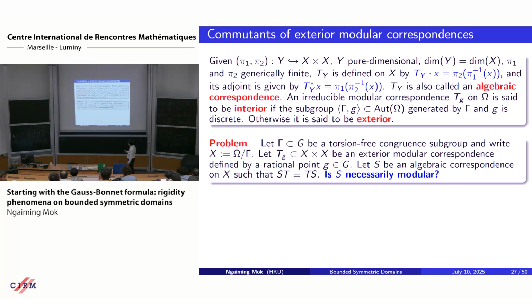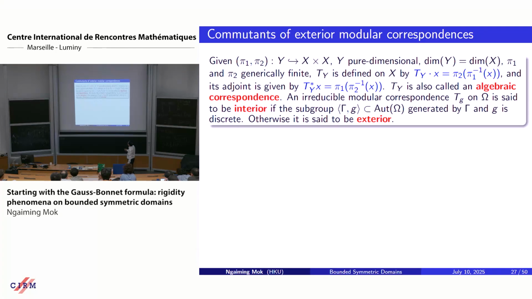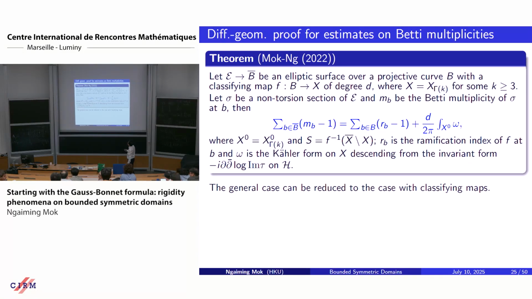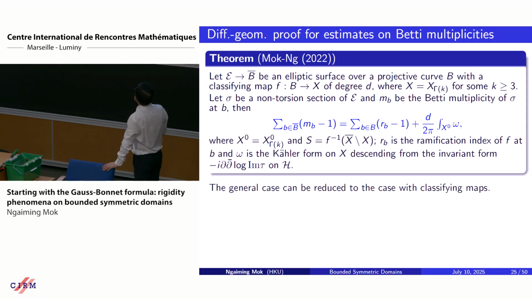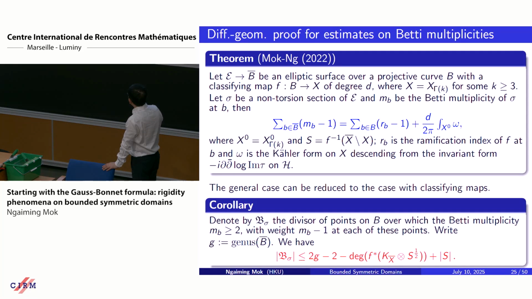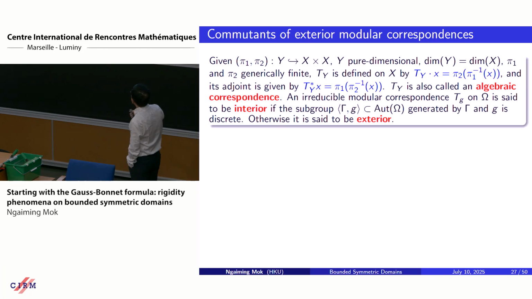Let's see, am I going, yeah. I should go back this way, sorry. So this was a theorem I proved with Ng. So the Betti multiplicity is actually the vanishing order of eta sigma. And then you can count the vanishing orders, and the sum of the vanishing orders actually gives you a formula. And this is a formula for the vanishing order. This work was published in 2023. Okay. And this is the first order differential equation.